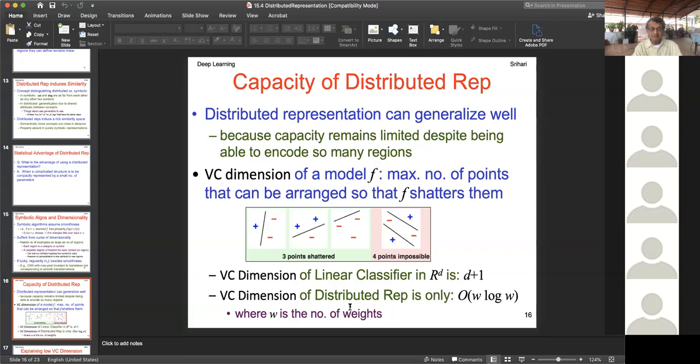What about the VC dimension of a distributed representation with W weights? Well, we can show that it is of the order of W log W, which is the number of weights times the logarithm of the number of weights. So it's of the order of the number of weights, multiplied by the logarithm of W, which is not that much. So the ability to shatter points by a distributed representation is of the order of the weights.